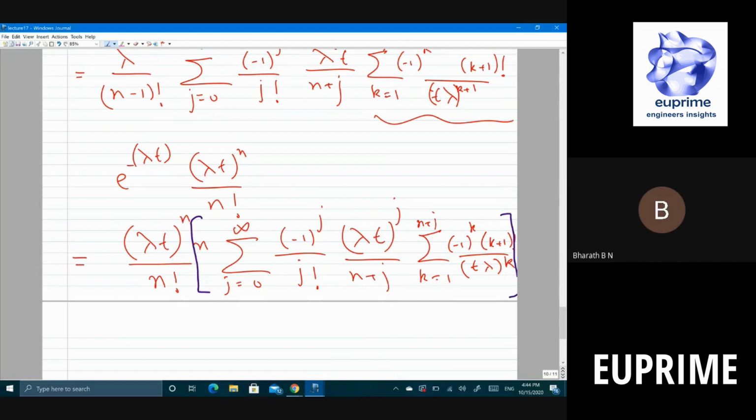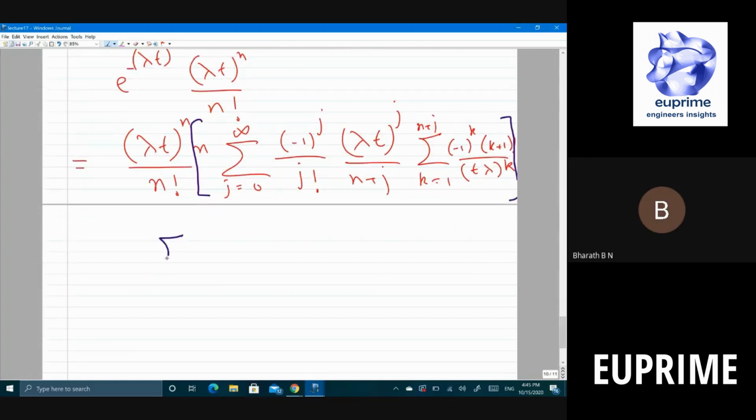What will be the case? So n plus j is the troubling term. So this is somehow, I should get something else. So what can you say about this summation? So if you can somehow figure out that, we are done. So n plus j minus 1 power k, k plus 1 factorial divided by x power k. So what do you think is this?